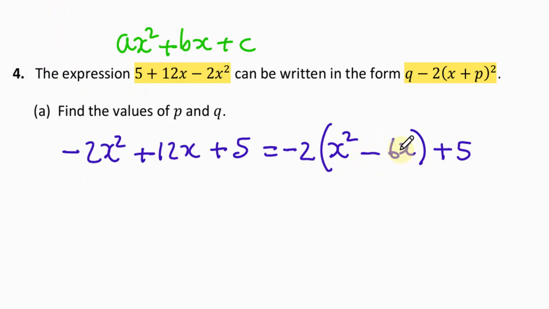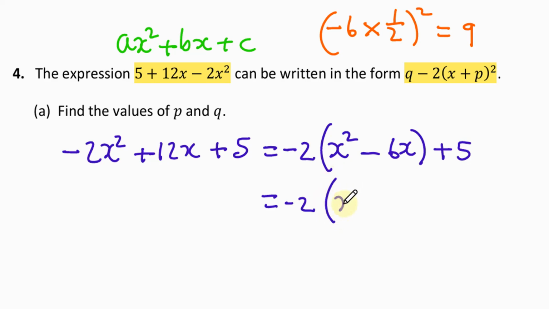Now we're going to take our x coefficient, negative 6. We're going to multiply it by a half, and we're going to square the answer. And this comes to 9. The 9 we're going to add and subtract inside the brackets. So the order will be important. We're first going to add the 9, and then we're going to subtract it.